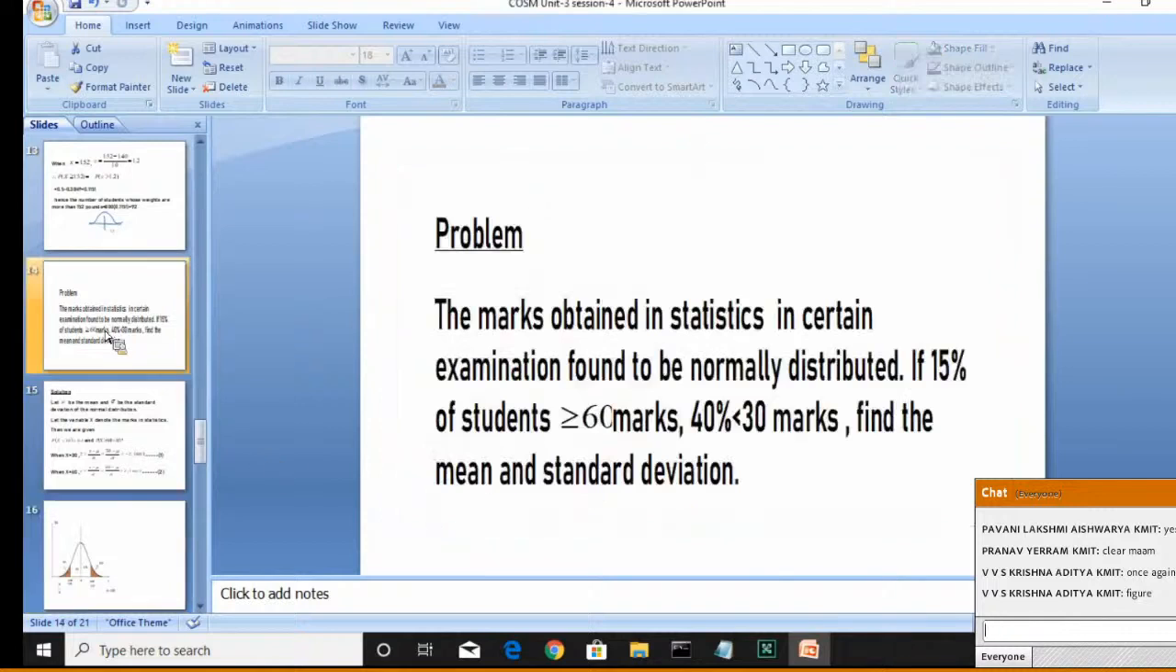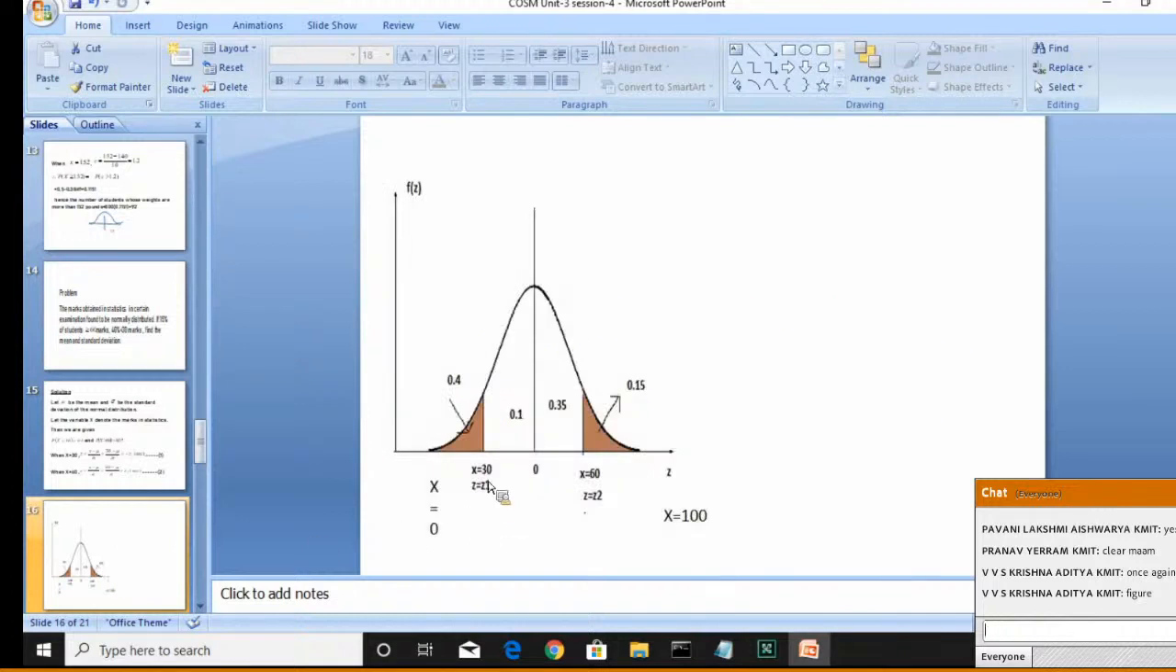I am having the problem here: 40% less than 30, 15% greater than or equal to 60. I am considering 30 on the left side, 60 on the right side. With 50 marks, 0 to 50 will come on the left side, 50 will be in the middle, and 50 to 100 will be on the right side. Is it clear? Then you see the figure where I have written x equal to 30 and x equal to 60. That much only you understand at present. Is it clear, Krishna, Aditya?